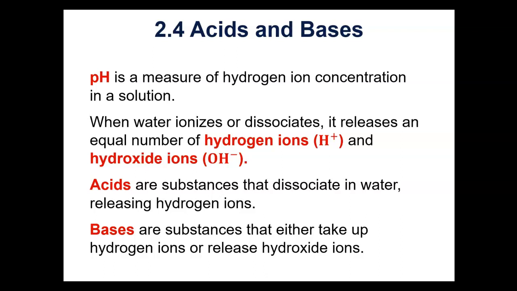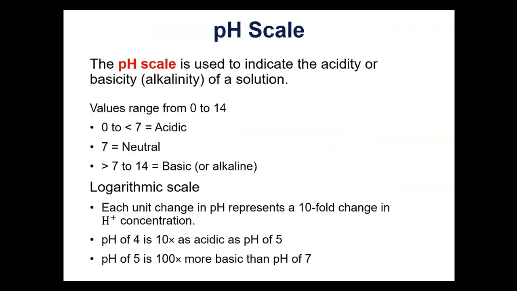But if you have an acid dissolved in the water, it will release excess hydrogen ions, and the pH will drop lower than 7. If you have a base dissolved in water, it will either remove those excess hydrogen ions or it will release hydroxide ions. Either way you look at it, it's going to lower the concentration of hydrogen ions, and by doing that, it will raise the pH. So acids lower the pH and bases raise the pH.